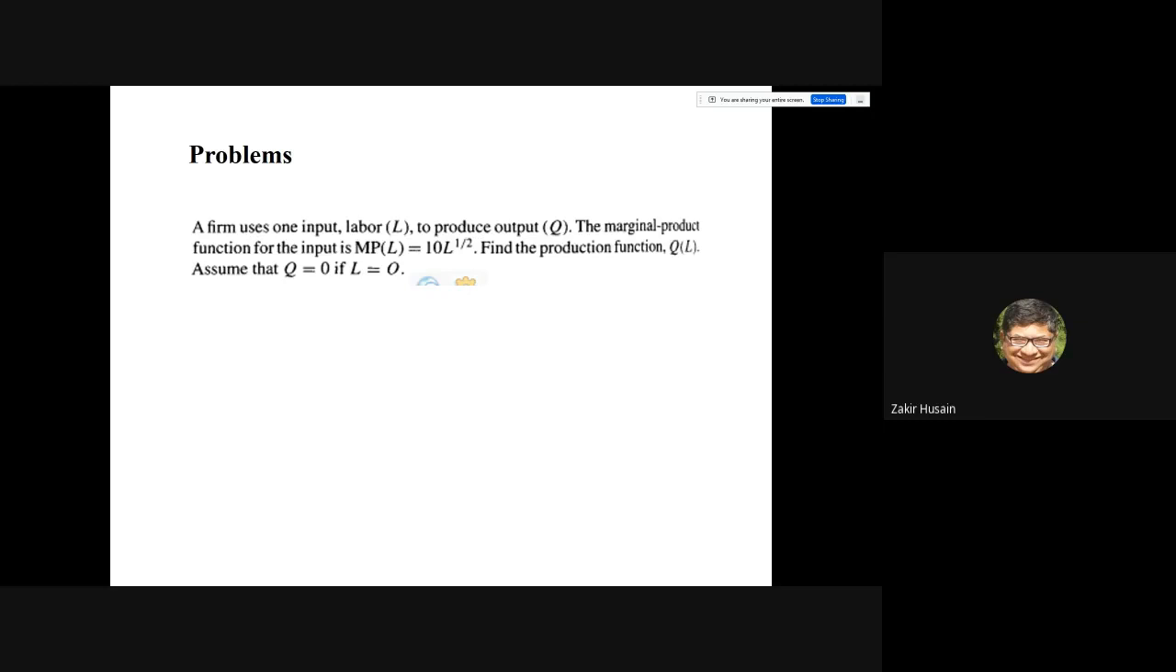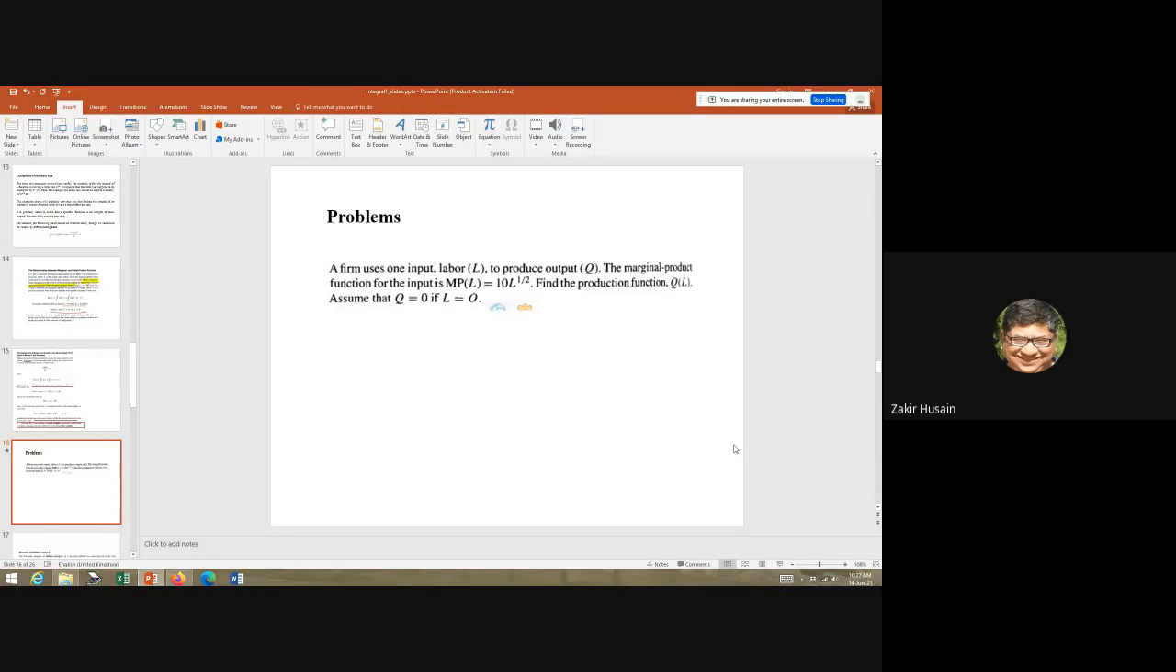Okay, now solve this. A firm uses one input, labor, to produce output. The marginal product function is 10 into L to the power of half. Find out the production function.